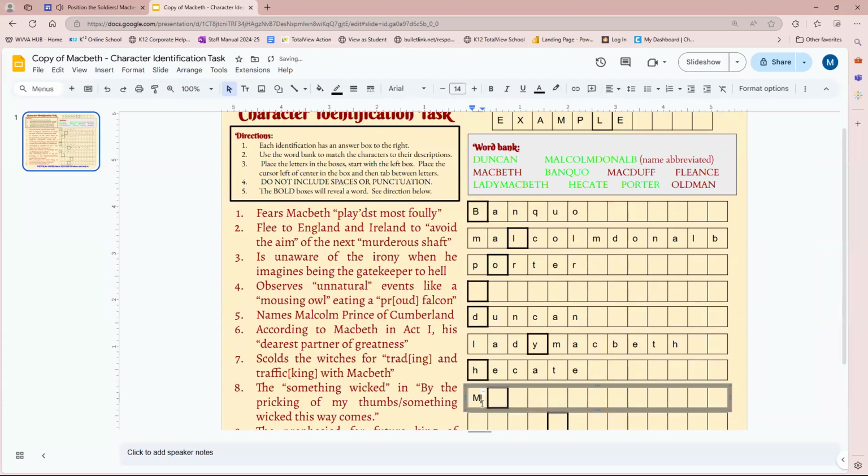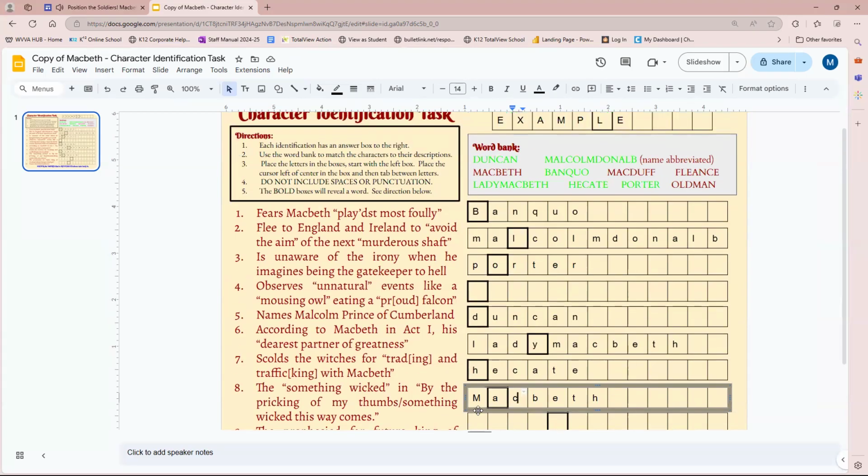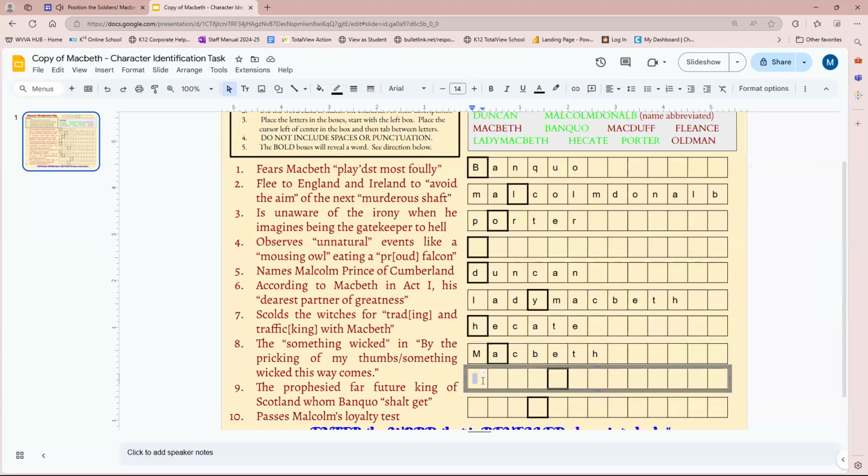Who is that wicked? Macbeth. T-minus 35 minutes. The prophesied far future king of Scotland whom Banquo shall get. That would be Banquo's son. Flint.